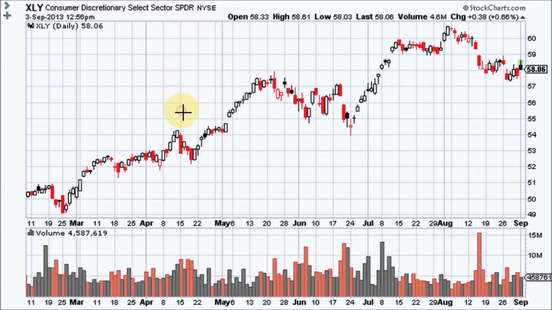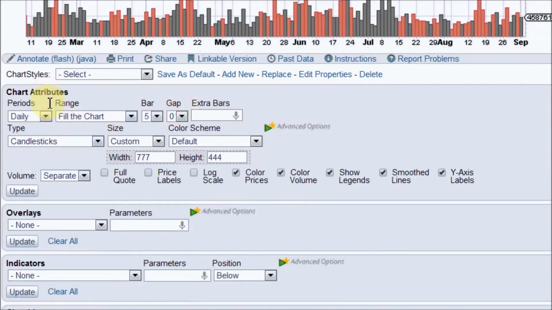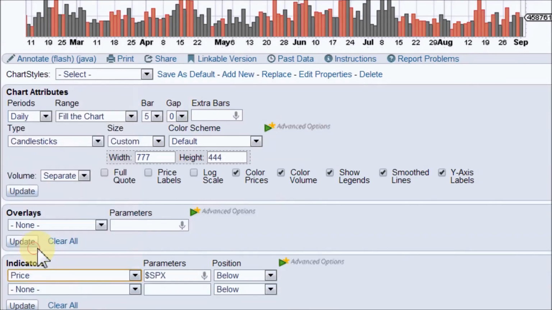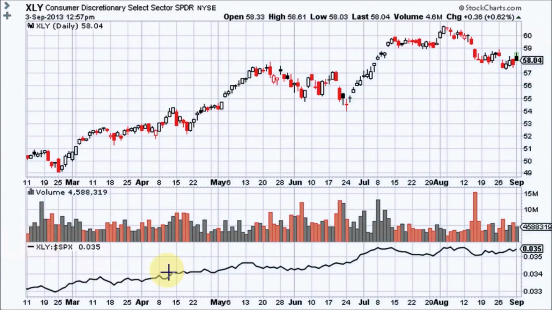Okay, now down here in the chart attributes area, click in the indicators box and then click on price. Now it will always load the S&P 500 as a default. And to compare XLY to the S&P 500, type in XLY and then a colon. The colon creates the comparison. Click Update. And as you can see, XLY is outperforming the S&P 500 here.